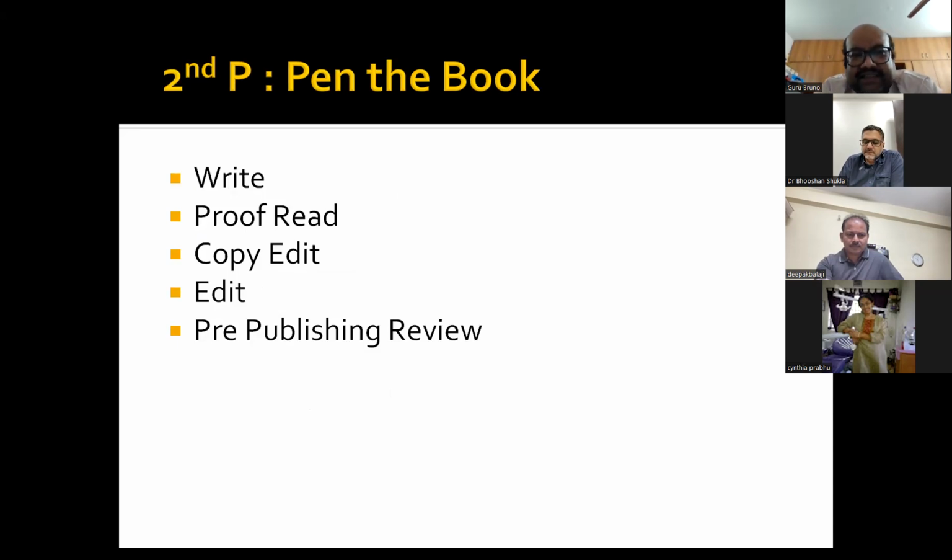So what are the stages in penning? In penning, first you have to write, then proofread, then copy edit, then edit, then pre-publishing review. Proofreading, copy editing and pre-publishing review are different steps actually. Many people get into trouble because they don't understand the differences between these four. Each one is different. I will explain it tomorrow.